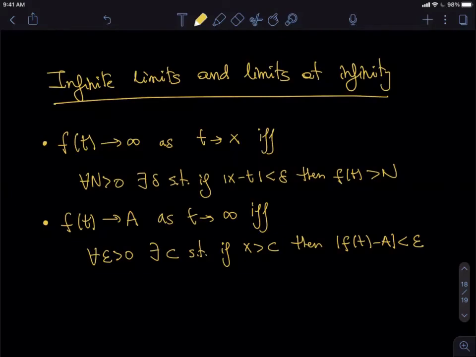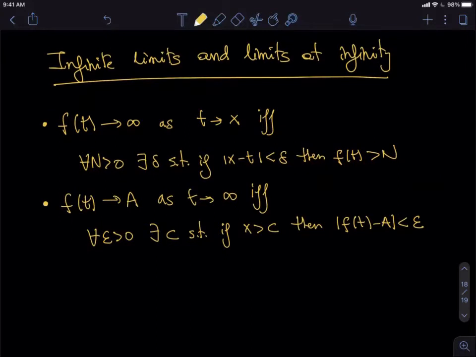In this video, we are going to finish the chapter discussing infinite limits and limits at infinity. Here, the goal is to be able to operate with the extended real number system, including infinity and negative infinity. And I just wanted to recall, what does it mean for a real function to go to infinity as t tends to x? That means that for every number n, there exists a delta such that if x minus t in absolute value is less than delta, then f of t is bigger than n.